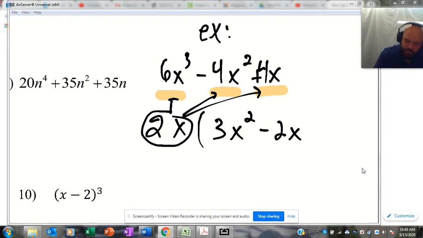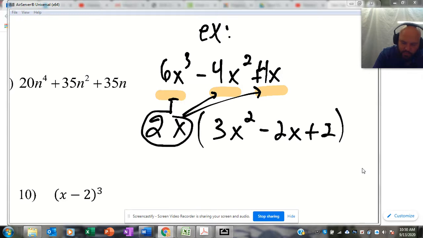So we took this first term, we divided the 6x to the third by 2x. Now I just divided negative 4x squared by 2x. Lastly, I'm going to divide the 4x by the 2x. So 4 divided by 2 is 2, and x divided by x is 1, so that's that. And we leave it just like this.